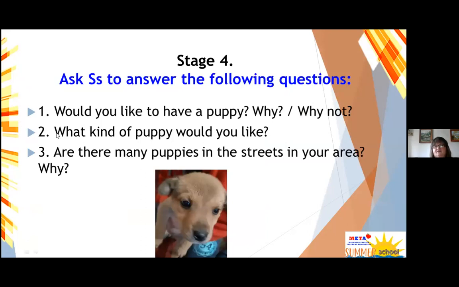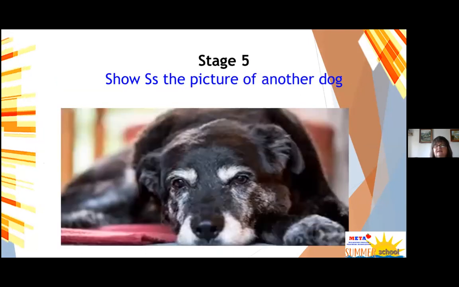Then the second question, what kind of puppy would you like? And then the next question, are there many puppies in the streets in your area? And why? Because now we can see a lot of little puppies in parks, in the streets. And really, it's a serious problem for big cities, for Chisinau and for Wales. Perhaps you have seen.